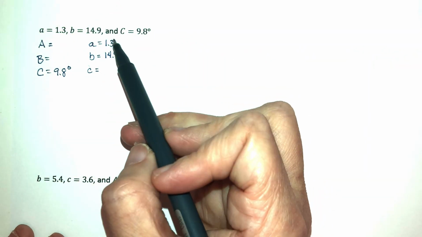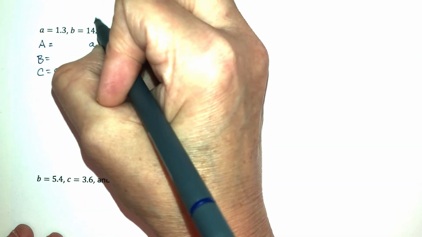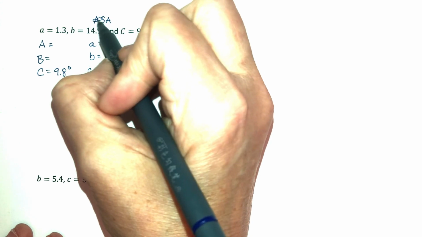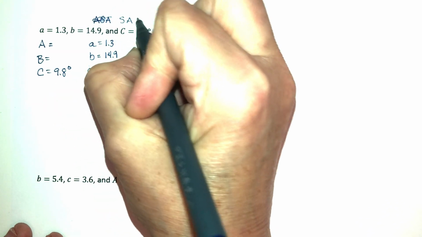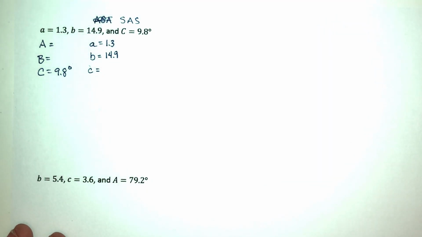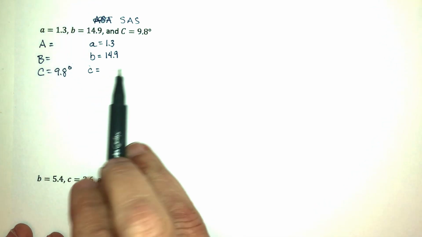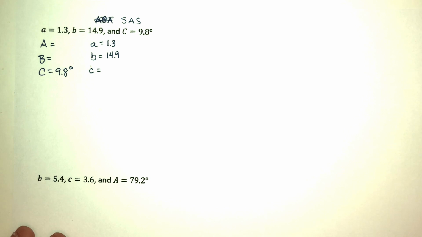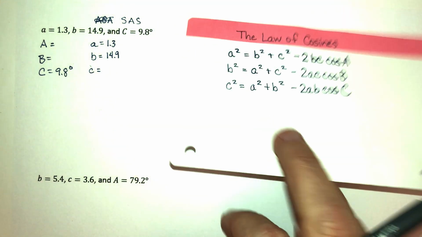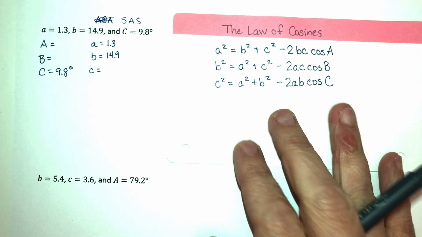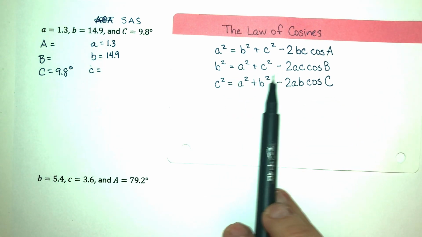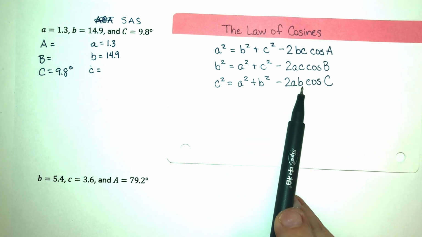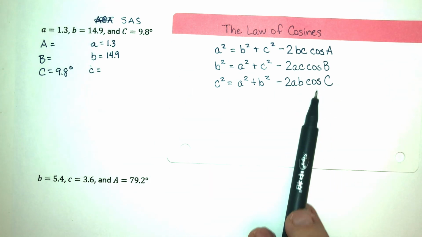So what we have here is a side angle side. And when we have this kind, you need to find that third side first. That's what we did on the previous problem. So if I need to find side C, I'm going to make sure that I have everything I need. I need side A, side B, and I have those, and I need angle C. So I'm good.